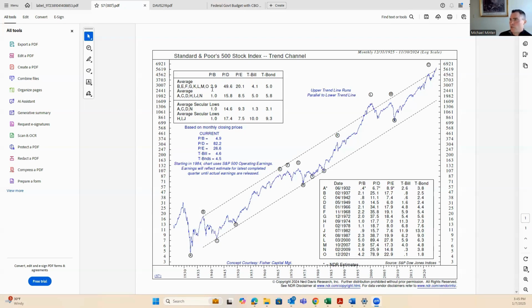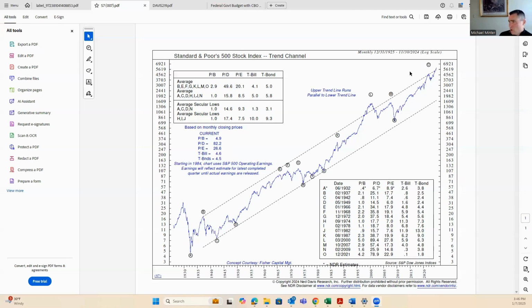During those periods of time, when you take a snapshot, what was the average price to book value at those peaks? It was 2.9 times. Where are we today? Or at least when this chart was generated at the end of November of last year, price to book value 4.9 times. So not just at the averages, but significantly above the averages. Same thing with price to dividends, 49.6 versus price to dividends today of 82.2. Price to earnings, 20.1 versus 26.6.